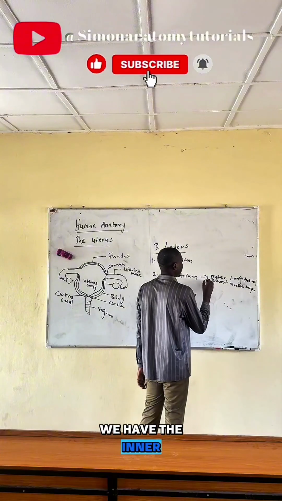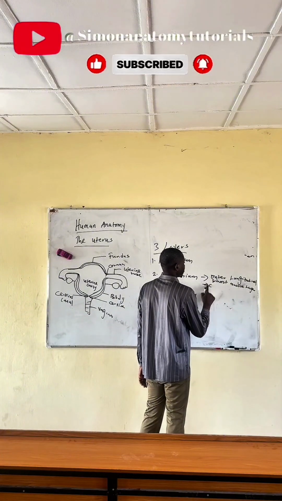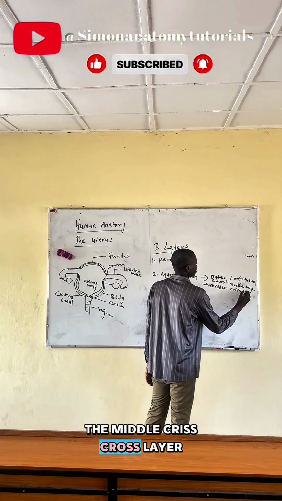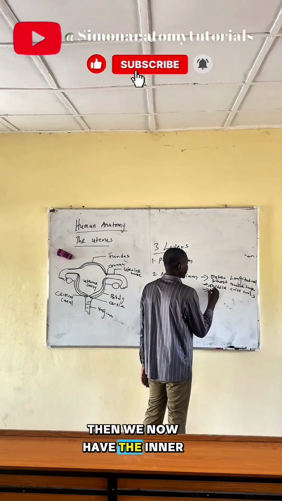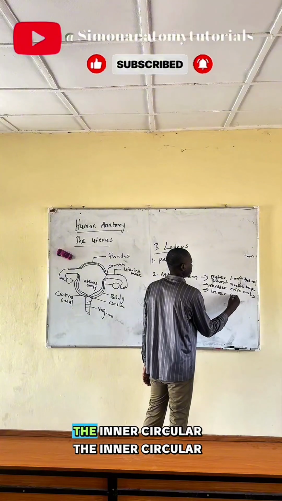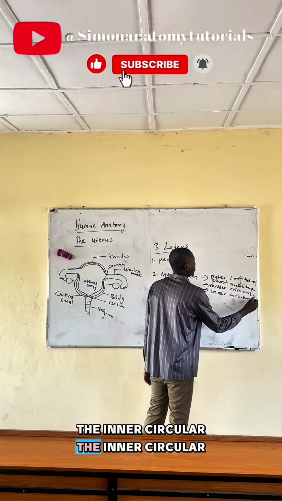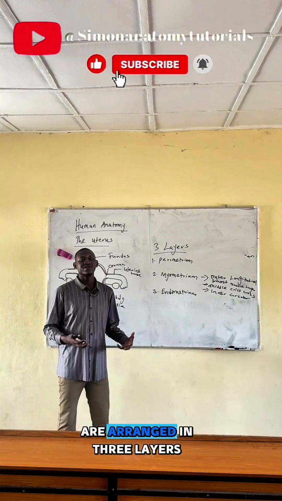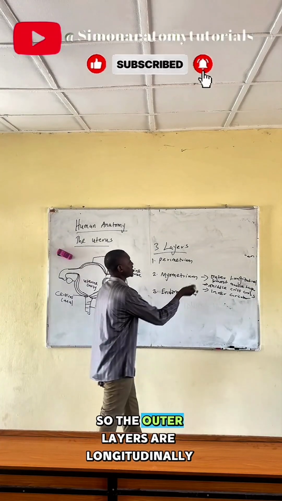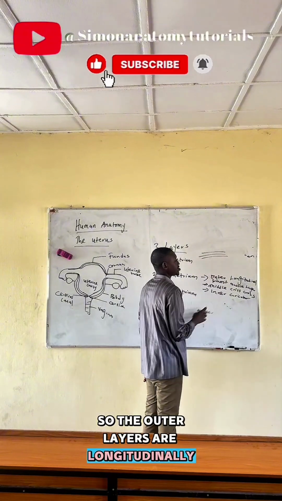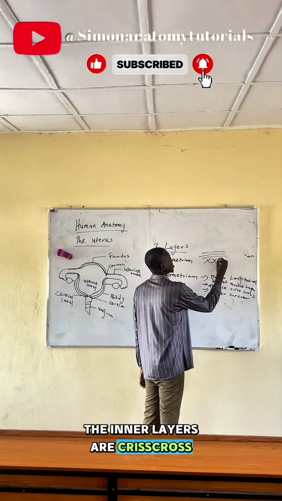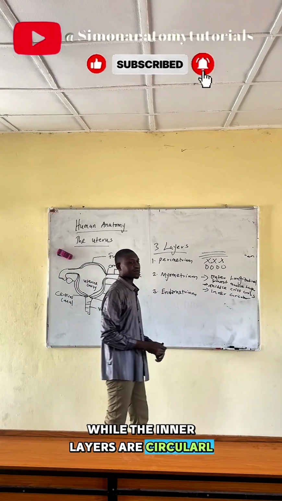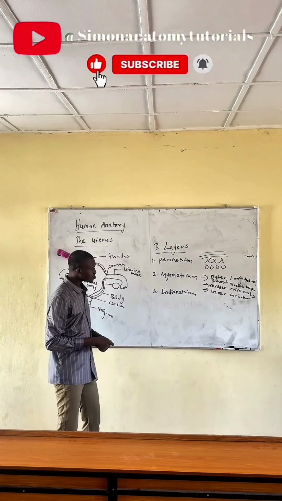Then you have the middle crisscross layer. Then we have the inner circular layer. So the smooth muscles that we have in the myometrium are arranged in 3 layers. The outer layer is longitudinal, the middle layer is crisscross, while the inner layer is circularly arranged.